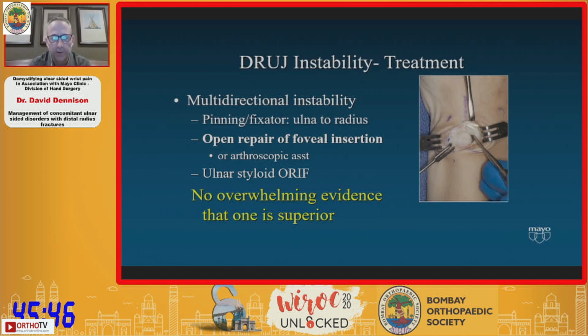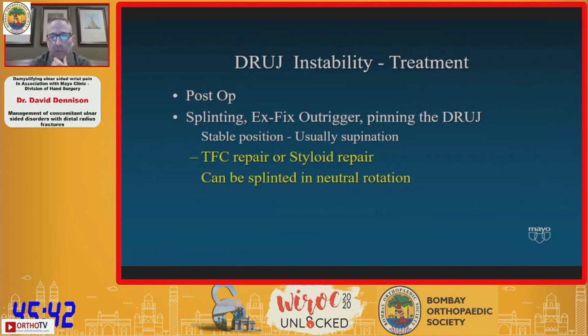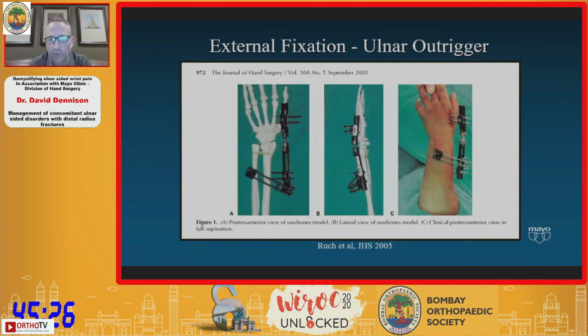There's no superior evidence for one versus the other, but certainly there are some of us that like one way versus another. Most of us here will consider fixing the fovea or the TFCC and the styloid if necessary, because it allows us to maintain a stable position in a neutral rotation splint, and we don't have to deal with other positions that might risk stiffness. This is just an example of the X-fix. If you should need to do it, you certainly can. I think it's a little bit involved, but you can do it.